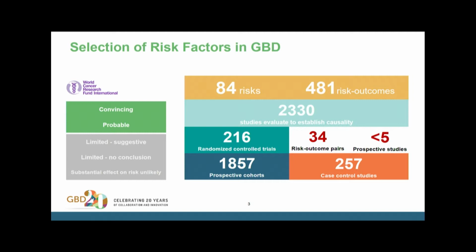In this evaluation, we primarily focused on the evidence from prospective studies. Randomized control trials were available, and also prospective cohort studies. And for 34 risk outcome pairs for which evidence from prospective studies was limited, we also included evidence from retrospective studies, mostly case control studies.